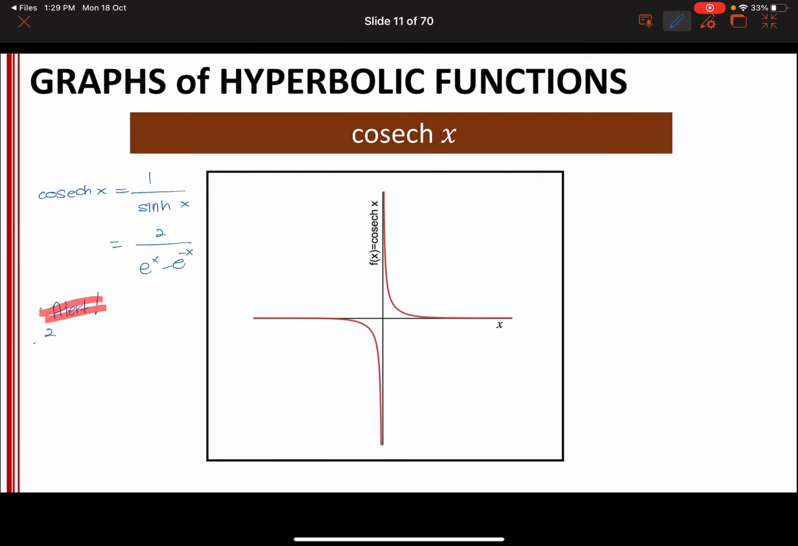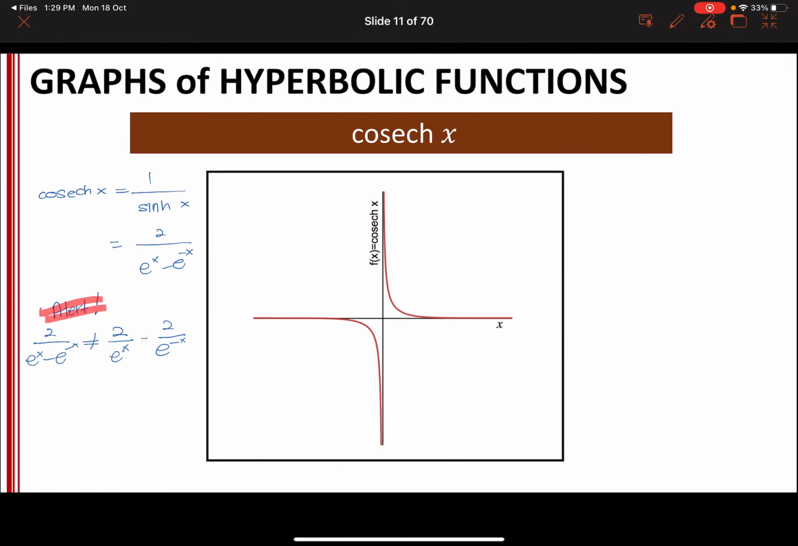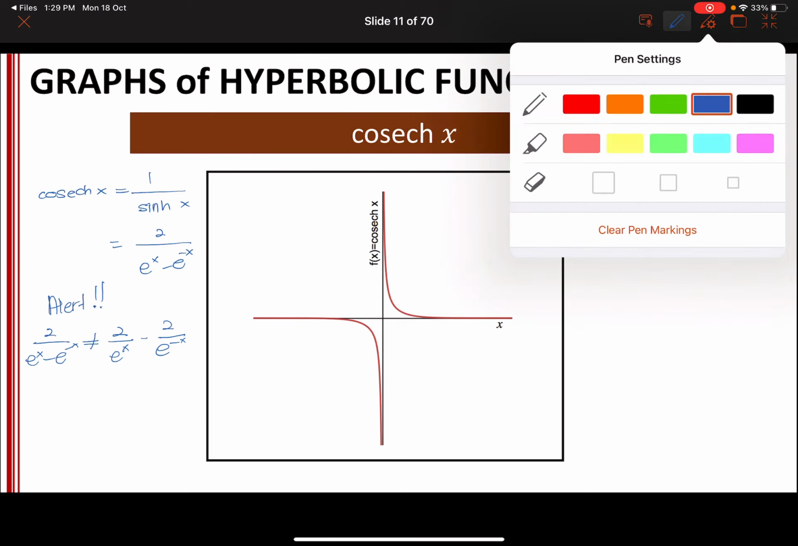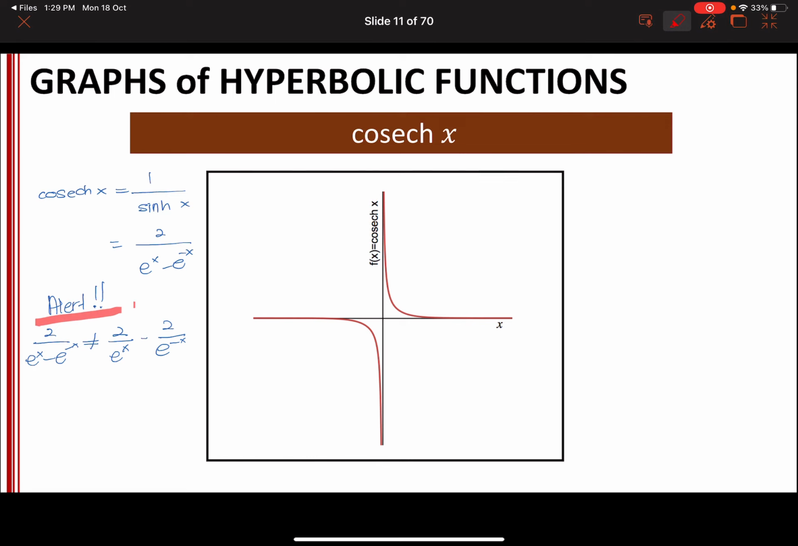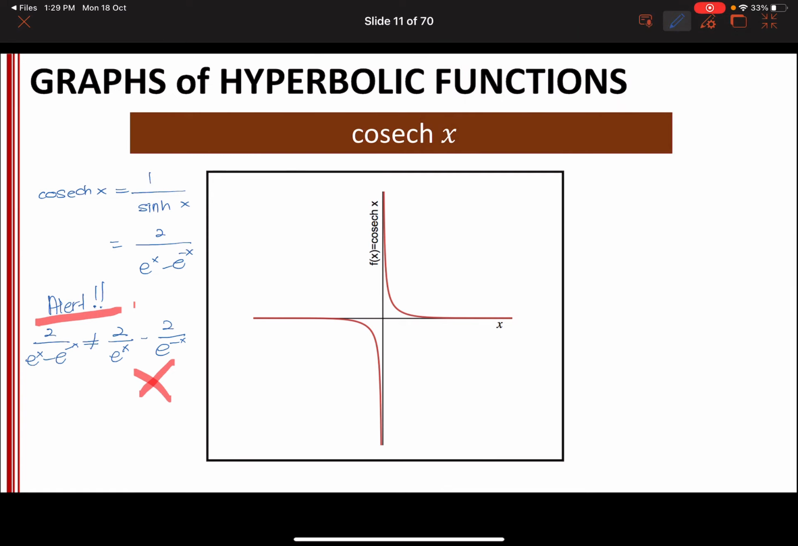This 2 over exponent x minus exponent negative x is not equal to 2 over exponent x minus 2 over exponent negative x. So this is very important. This is actually basic mathematics, but I have found some students did this before, so that's why I put this on red alert. It means don't do it. This is extremely wrong. This is the graph of 1 over sin x.